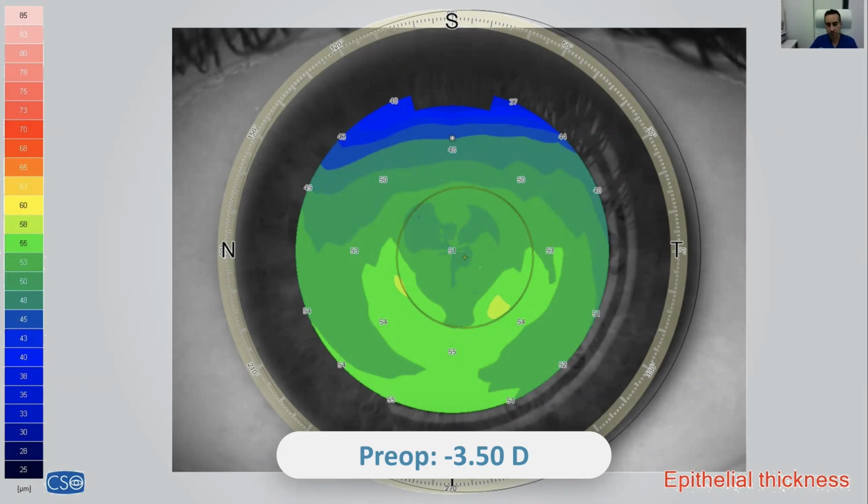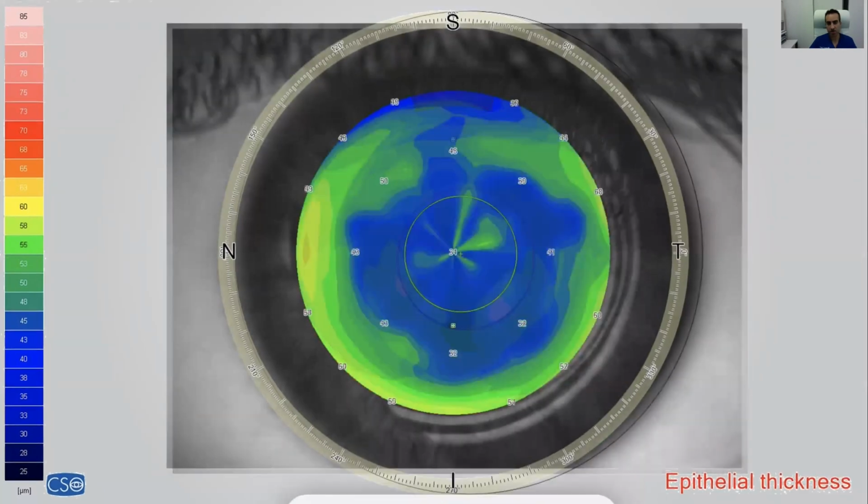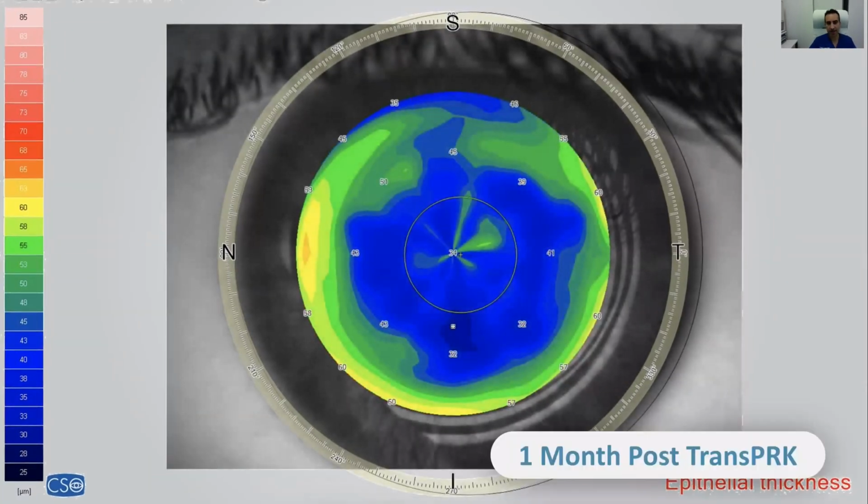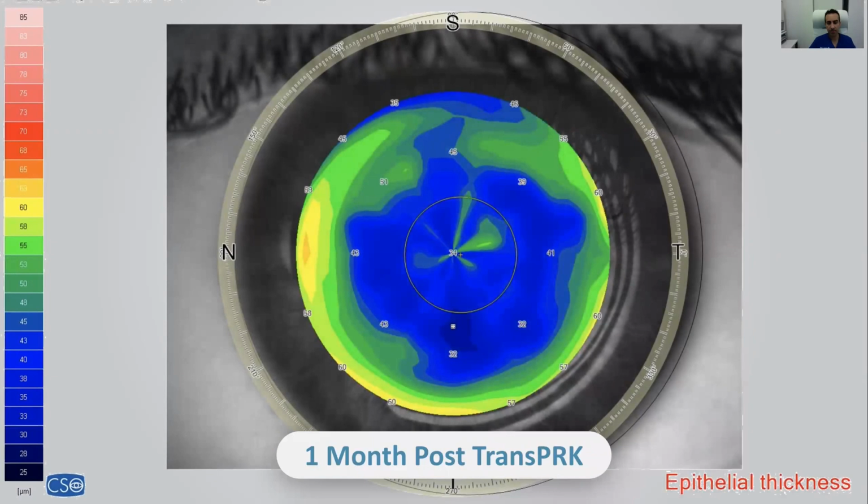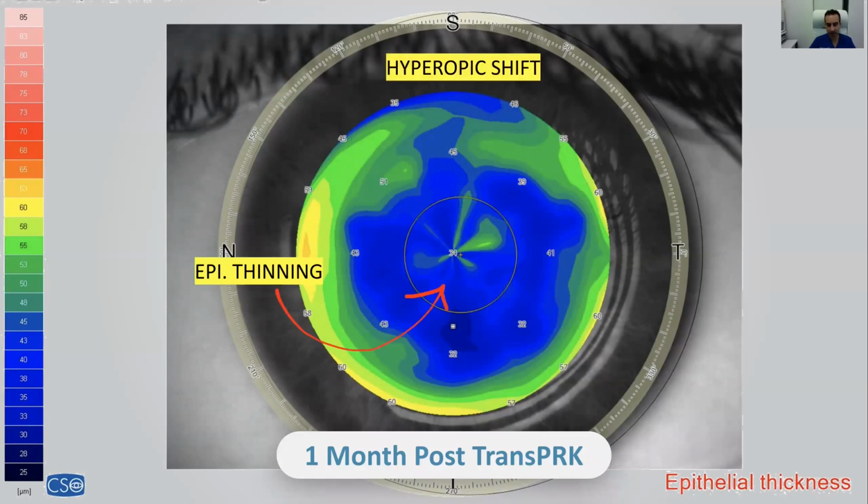Now, interesting to see here a patient with minus 3.5 diopter preoperatively, looking at the epithelial map, and we can see that there is a kind of homogeneous epithelial profile. Now, this very same patient undergoing trans-PRK can have a very thin epithelial layer centrally 1 month post-op, and that can explain the hyperopic shift we see very often post-PRK, typically when we follow patients.